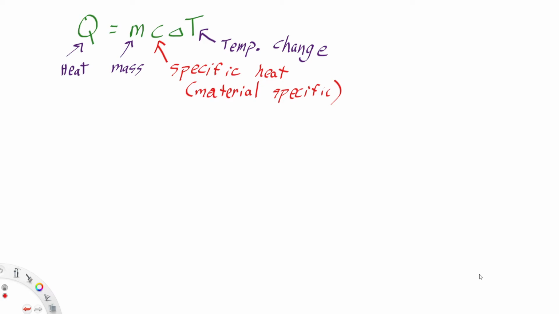All right. So specific heat, you look it up on Engineering Toolbox or Wikipedia, or you just straight up Google what is the specific heat of aluminum. The specific heat of aluminum, by the way, is 0.897.